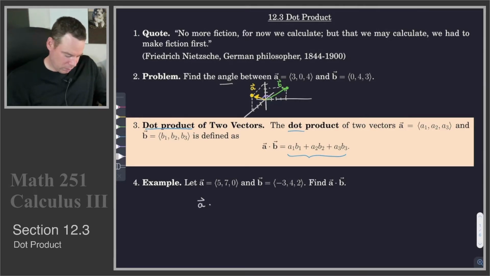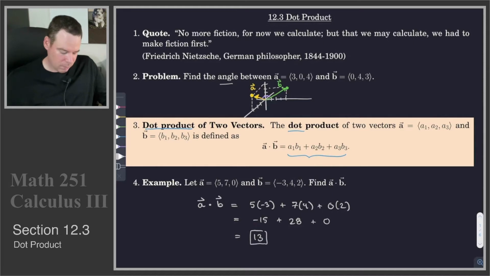So we'll take the dot product of A and B, and for that we just multiply their corresponding components. The first component of A is 5, that's times negative 3, which is the first component of B, and then we get the 7 times 4 plus the 0 times 2, and so that's negative 15 plus 28, and then there's a 0 there, and so that's a value of 13. So that's a calculation of a dot product. That's the definition of the dot product, and also in this case an example of how to calculate it.